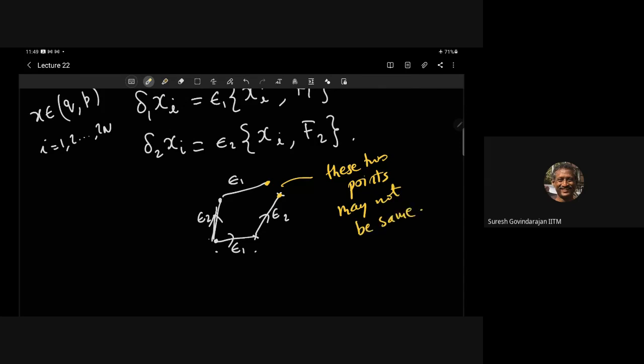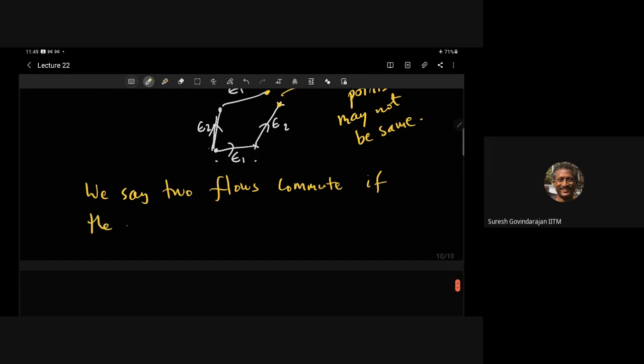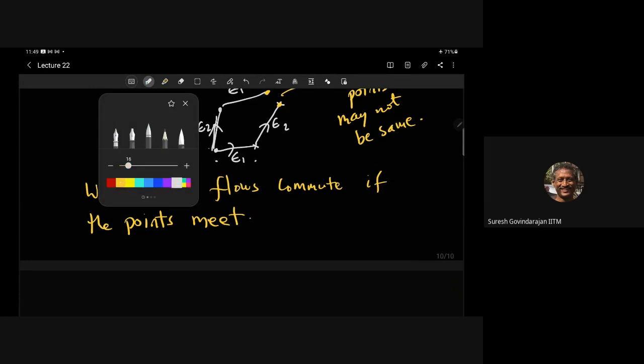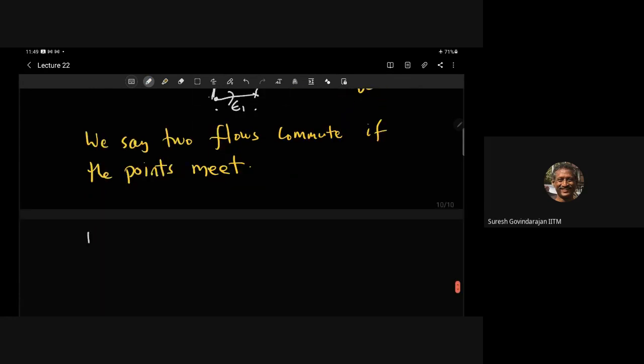So we say two flows commute if the points meet geometrically. Okay, so let us compute the mismatch. The mismatch is computed in the following way.